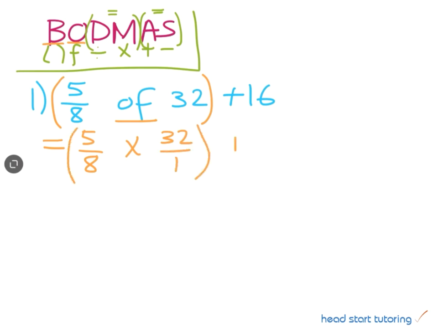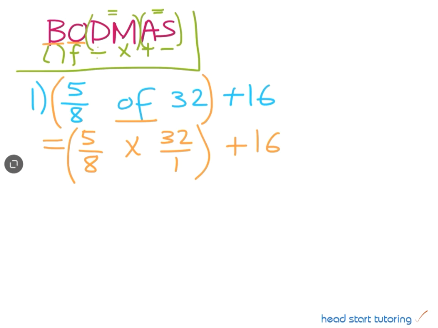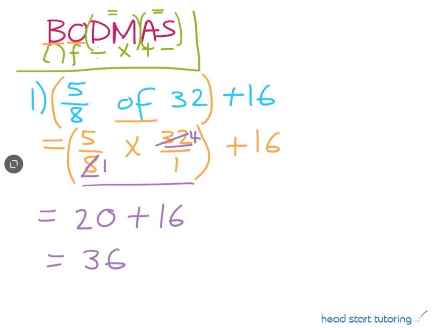And then what I'd like you to do is just always bring down your plus 16. Right, and then we can cross cancel here with our 8 and our 32. So 8 goes into itself once, and 8 goes into 32 4 times. And 5 times 4 is equal to 20, and 1 times 1 is equal to 1. So we've got an answer here of 20/1, which we know is just equal to 20. And then we plus our 16. So we end up with an answer of 36.